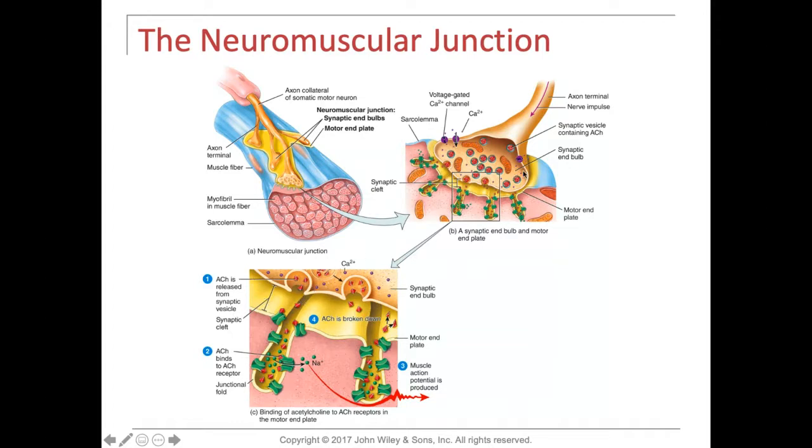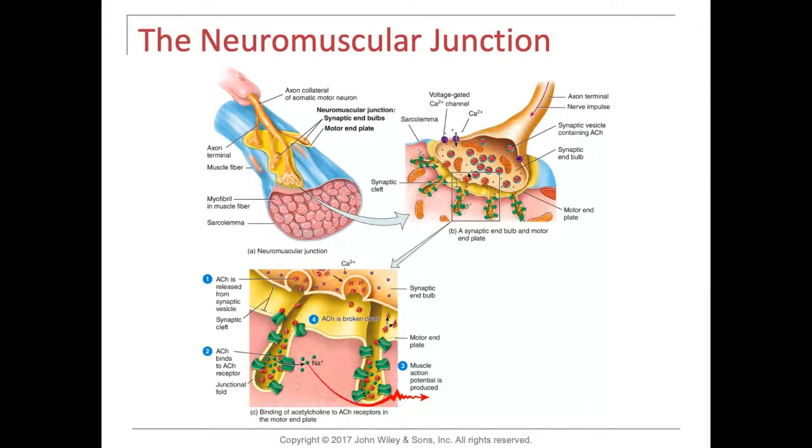Now, what do we see at the axon terminal or in the end bulb on the upper right? We see these small round vesicles, and these vesicles contain neurotransmitters. What's the neurotransmitter at the neuromuscular junction? The synaptic vesicle contains acetylcholine. So we need some sort of messenger to tell the acetylcholine, hey, we want you to open up and release your contents, the contents being acetylcholine, into this space called the synaptic cleft.